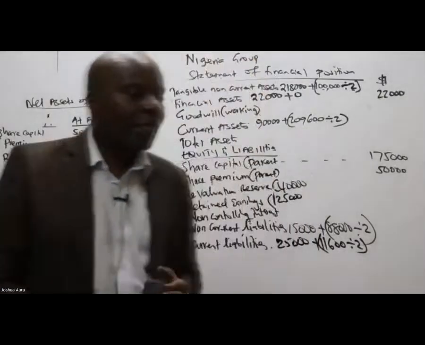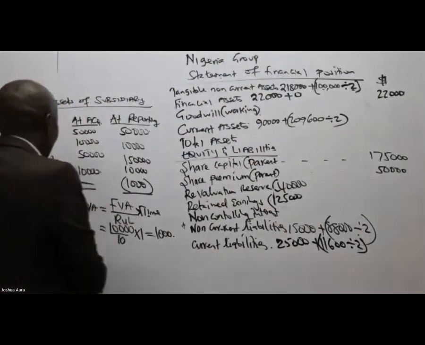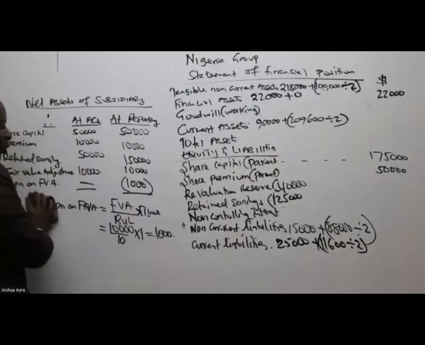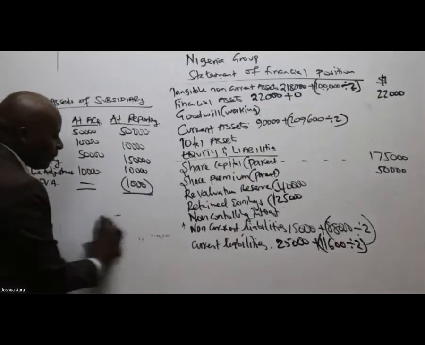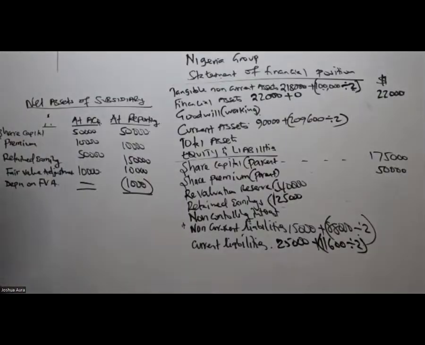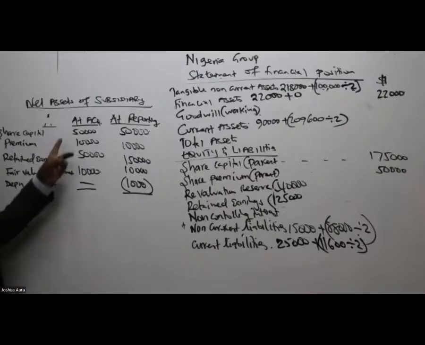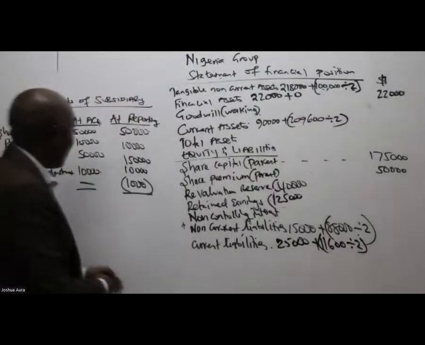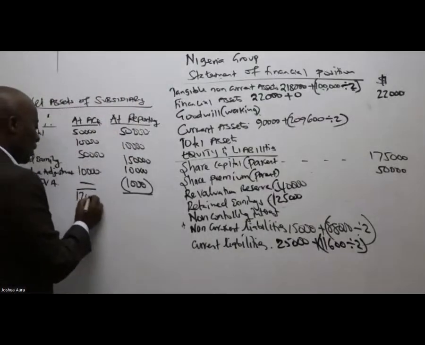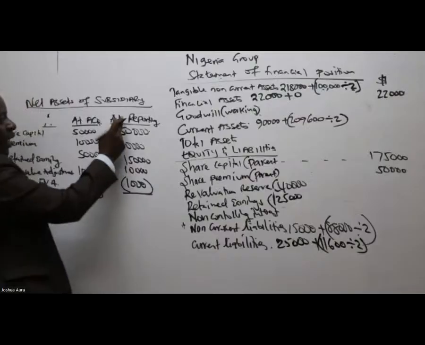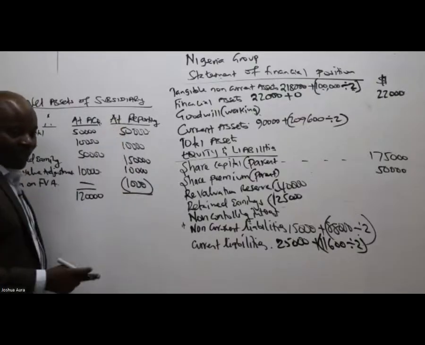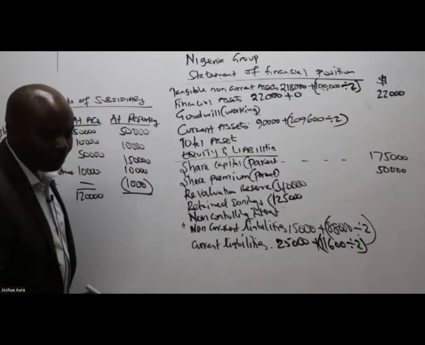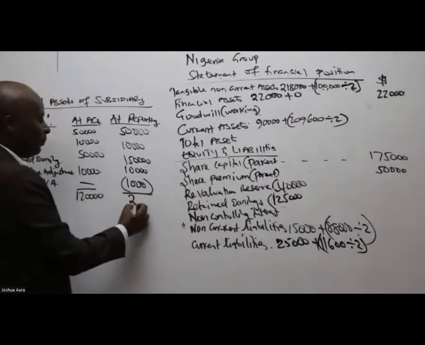And really, that is the major thing. Very important thing. So can somebody in this case come and give me the total net assets at acquisition? Can somebody give me something here? So we have here 120,000. Thank you very much. So 120,000 here. Yes. How about net assets at reporting? 210,000.